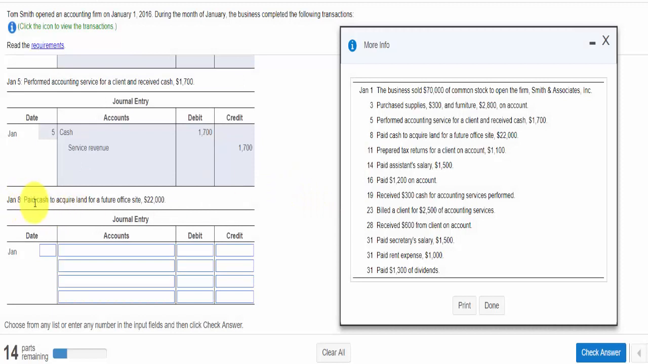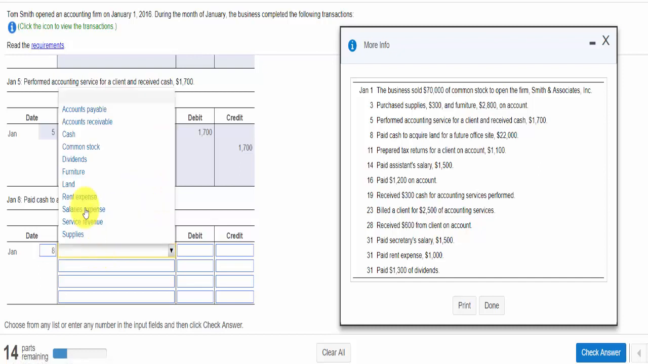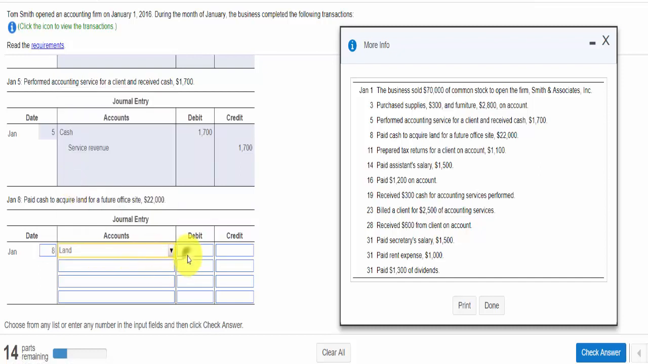On January 8, paid cash to acquire land for a future office site, 22,000. It means the land bought increases our asset. We paid cash, which decreases an asset. A decrease in asset is always a credit, and an increase in asset is always a debit. So we check this entry.